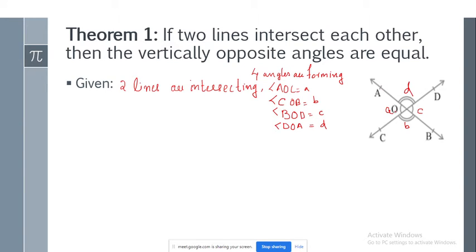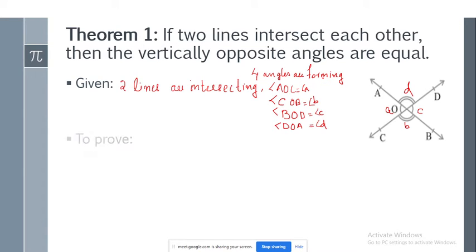So we have named it so that it is easy for us to prove this. Saying three letters for an angle is a little bit difficult, so we just renamed angle AOC as angle A, angle COB as angle B, angle BOD as angle C, and angle DOA as angle D. So these are the things we are given.